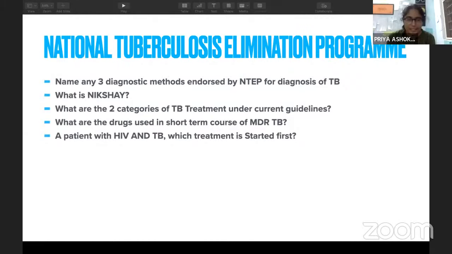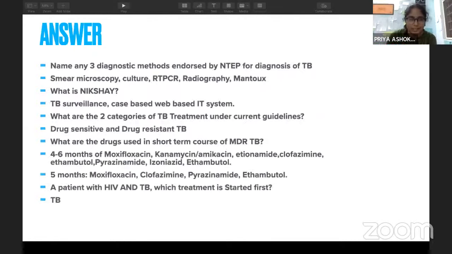Okay. Then last one, patient with HIV and TB, which is started first? We first start ATT followed by ART. TB first followed by ART. Okay, correct. So I'll show you the answers now.